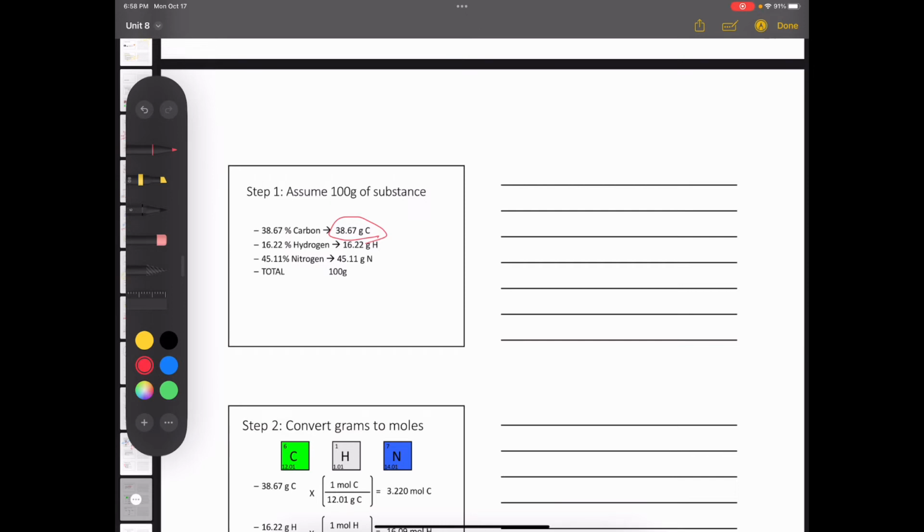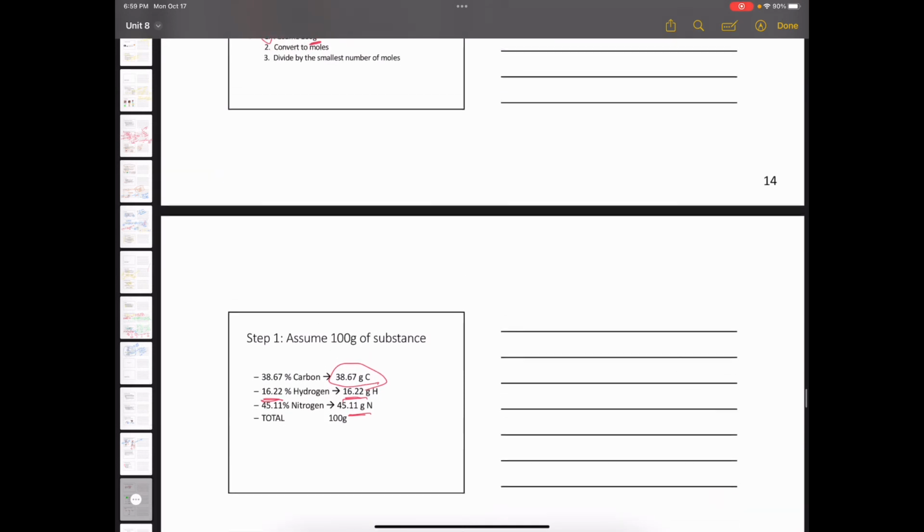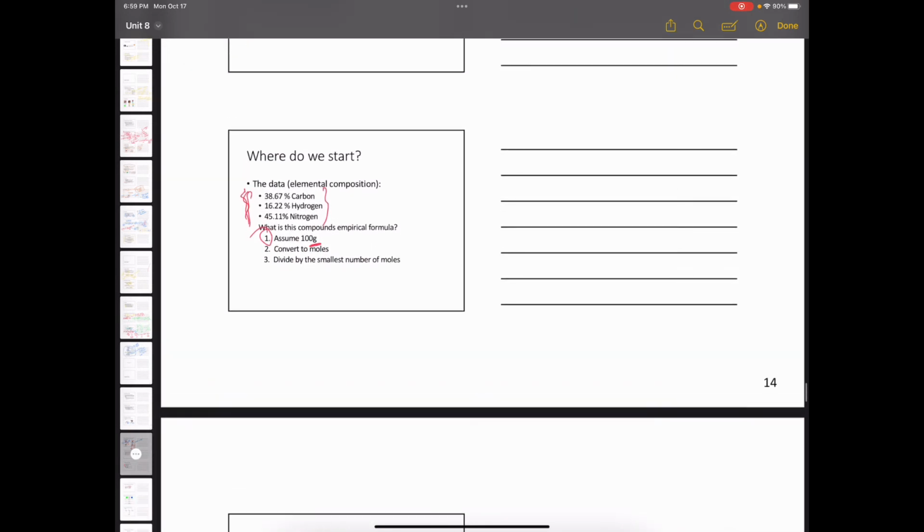Same thing with 16.22%. If I assume that I'm working with 100 grams of product, that means 16.22% would equal 16.22 grams of hydrogen. Same deal with nitrogen, now I have 45.11 grams of nitrogen. So now I have converted all my percentages into an actual weight that I can use in my conversions between grams and moles, because percentages are basically a useless number. I can't really use them to do any conversions and figure out the ratios.